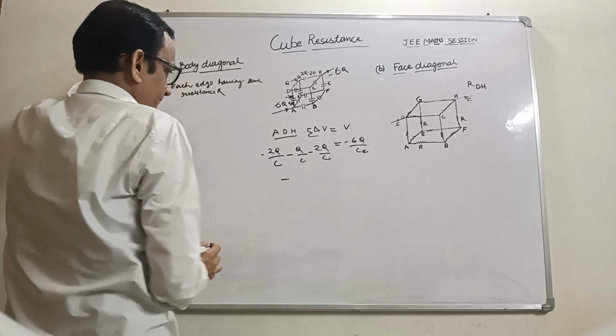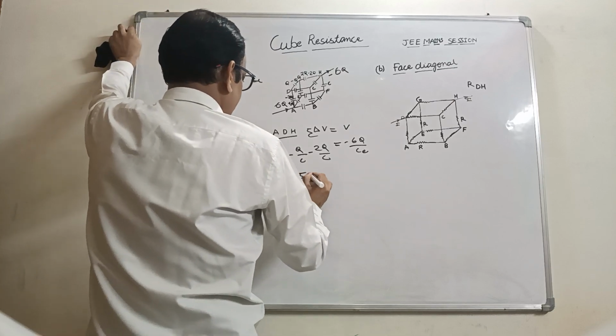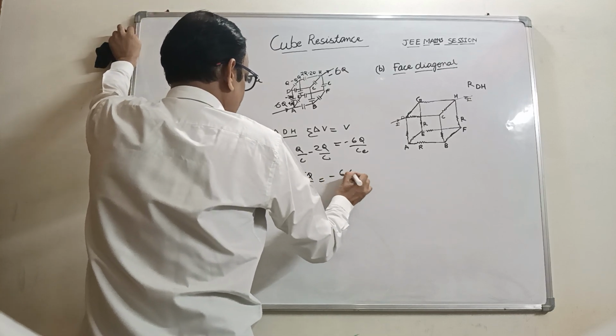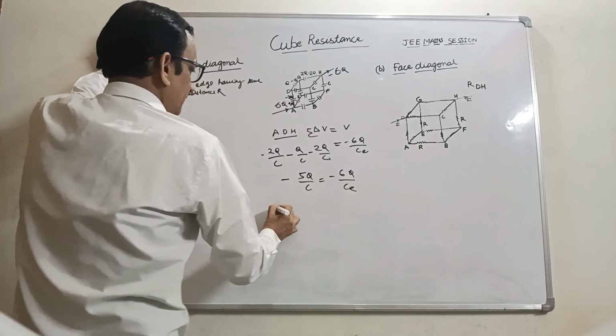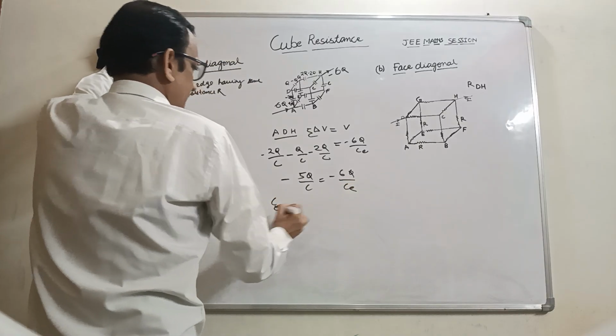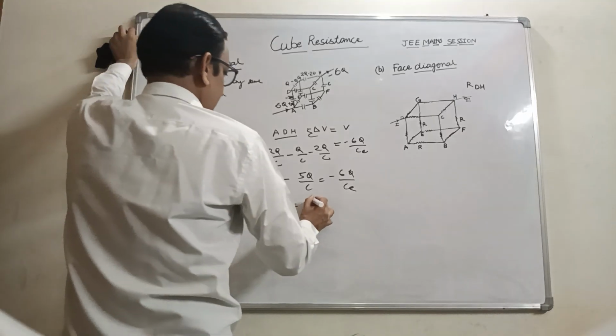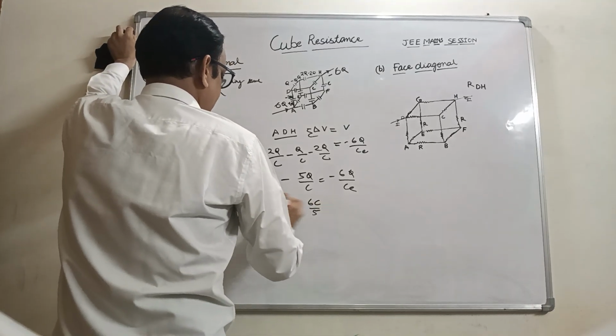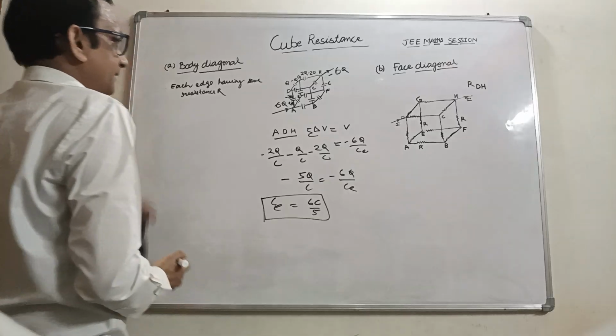So this becomes 5Q upon C is equal to minus 6Q upon CE. So CE becomes 6C by 5. This is the equivalent capacitance.